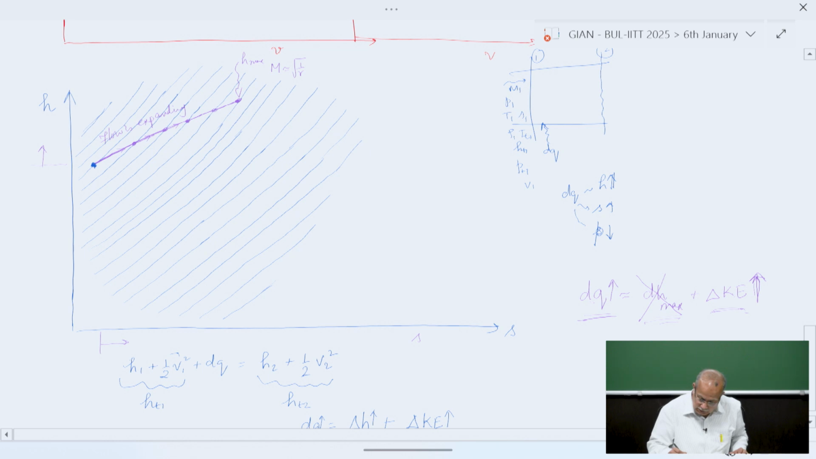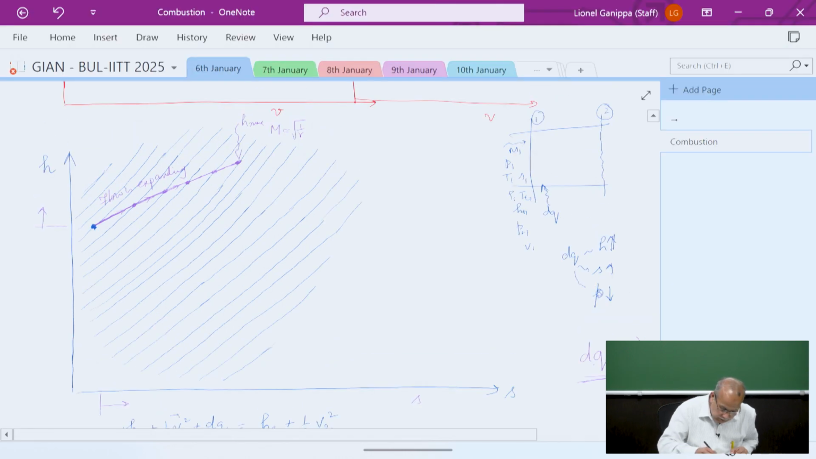Now, for example, if we want the flow to accelerate, delta KE to increase at a rate greater than the heat addition, then it needs some energy, because now it is perfectly balanced. If this has to go beyond this one, it needs some energy. So where does it get the energy? It gets the energy from the flow itself. So the flow gives off its energy.